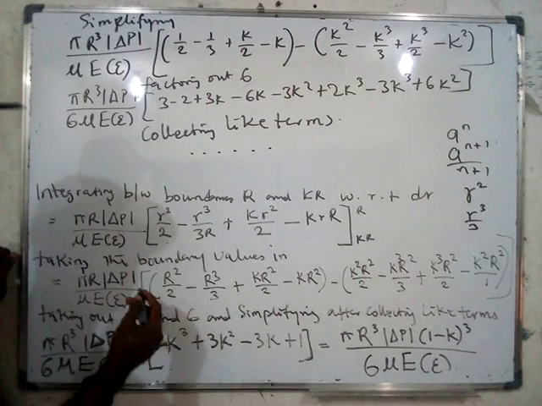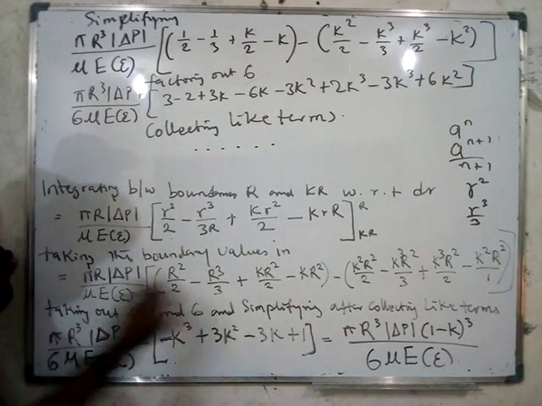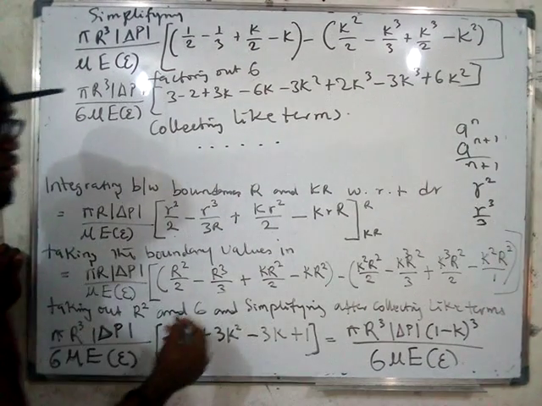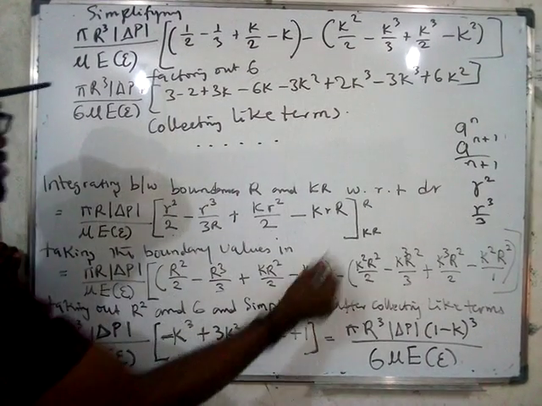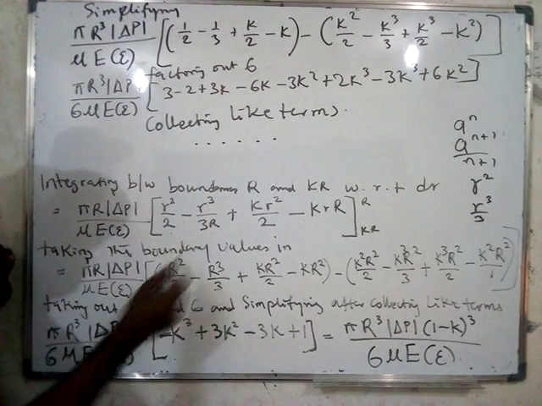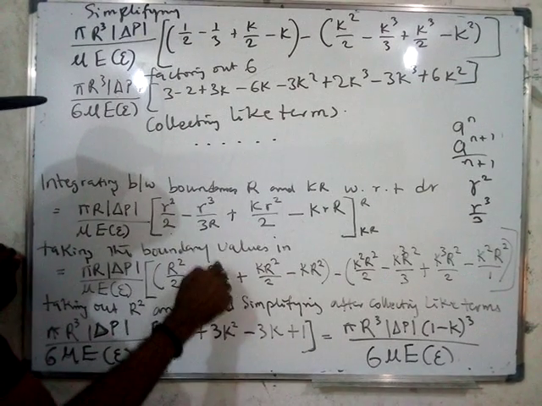So now, taking in the boundary values, anywhere you see r, replace it with big R. Then subtract, anywhere you see r, replace with kr. So that's what we have here. Anywhere we see r, now we replace with big R. This small r we replace with big R.